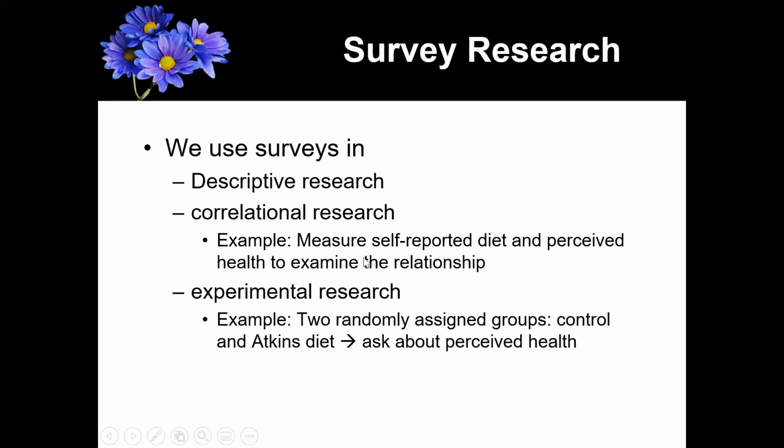So in that case, again, the data is still being collected through the survey, but we do actually have more than one variable, and we're looking at whether there are two variables, and is there a relationship among them? And lastly, we can, of course, still run experiments using surveys. So say you were to randomly assign people to groups, like a control group and an Atkins diet, and then ask about perceived health. So you have a manipulation that's occurring outside the survey, but you're still collecting your data through a survey.